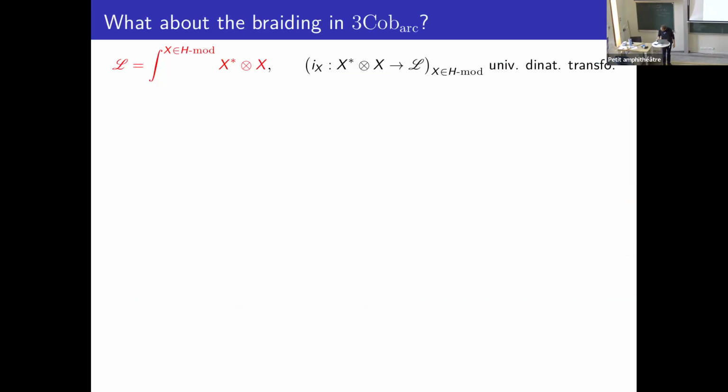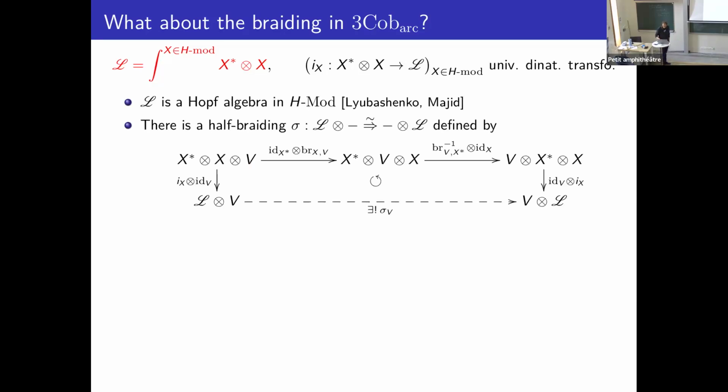Yeah, so what about the braiding? Maybe a bit faster here. There is an operation of cobordisms that we have not discussed yet, which is the braiding. Okay, so what can be said about the braiding? How does the stated skein functor interact with the braiding? To answer this question, we need to introduce this object, the coend, which has already appeared many times in the talks, so I will not give more details.